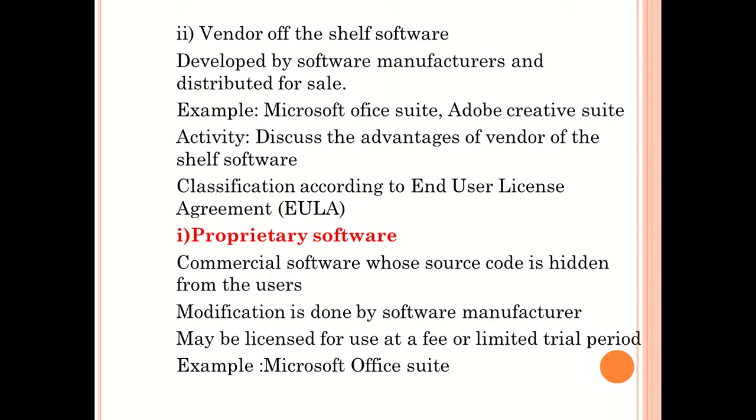So this software allows you to use it at a fee or for a limited trial period. For example, Microsoft Office Suite is an example of proprietary software because it allows you to use it for a certain period of time. Then after that, you are required to provide an activation key or a license key. So in the process, you need to do some kind of payment.